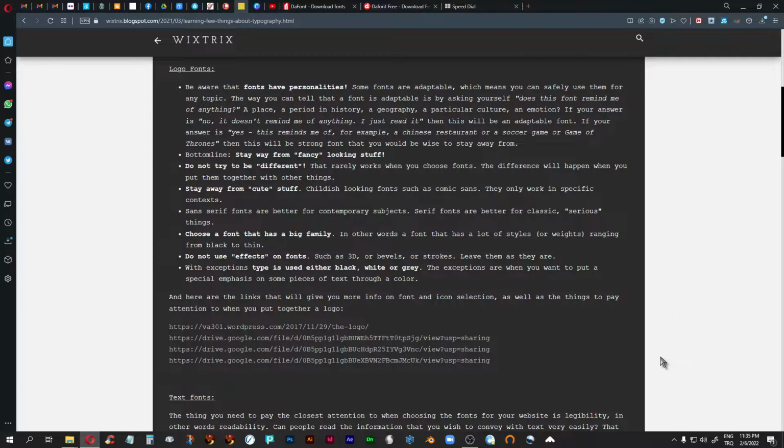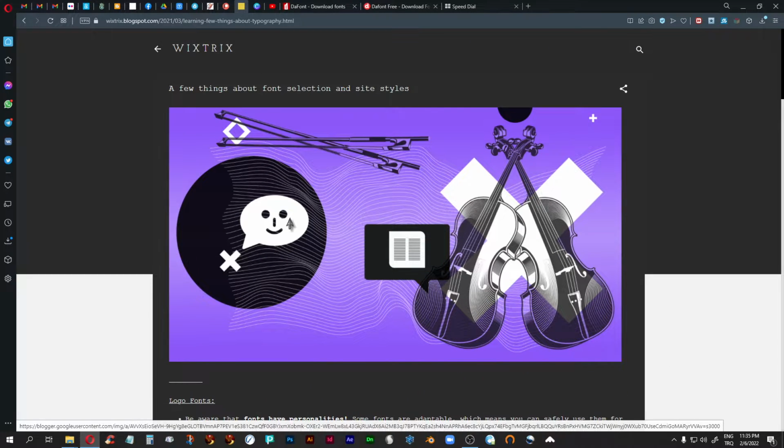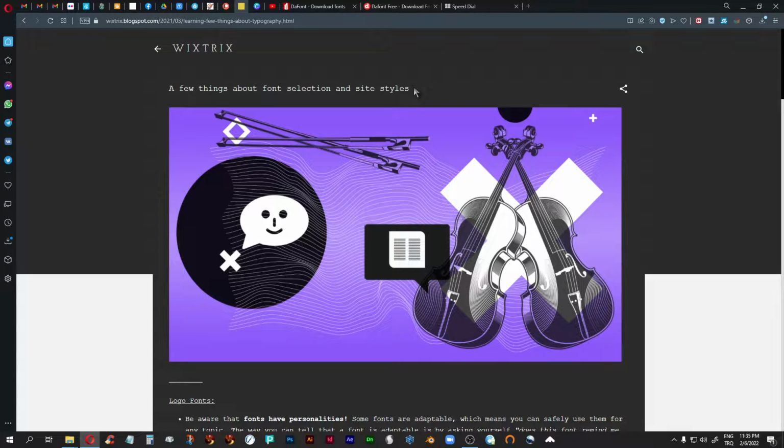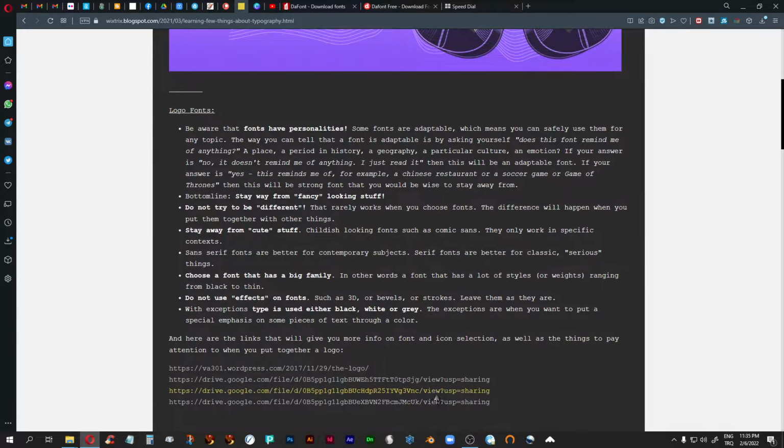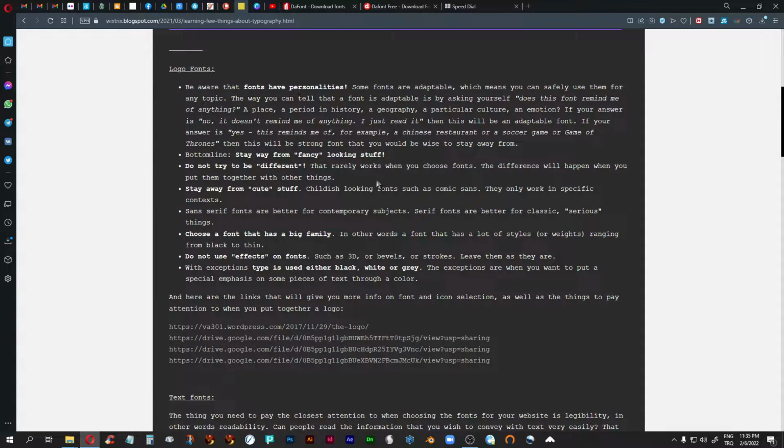When you go to the page which says a few things about font selection and site styles, I have a list here of things you have to pay attention to when you are picking a font for your logotype. And that is that fonts have personalities. So not all fonts. Some fonts are adaptable, which means you can safely use them for any topic.